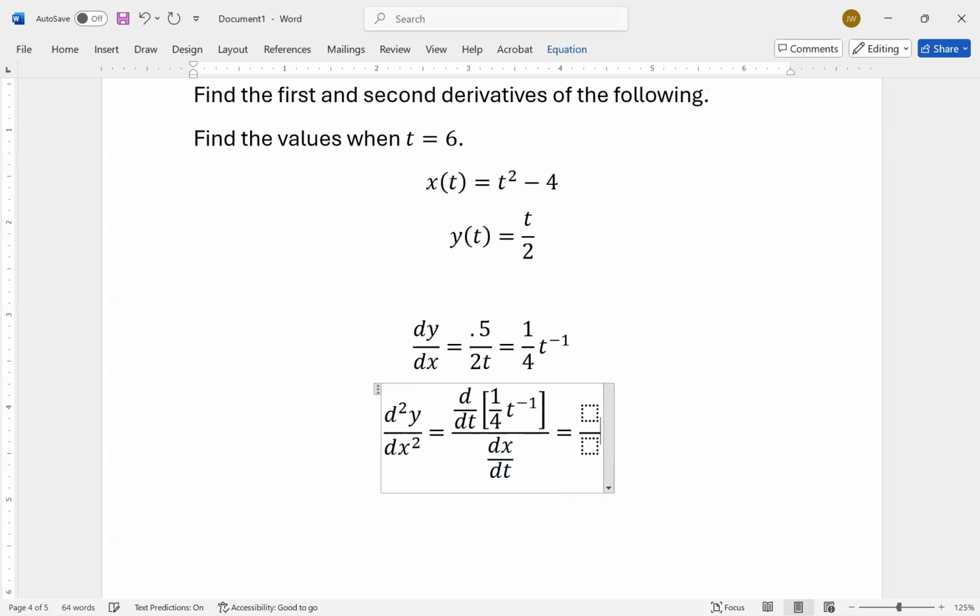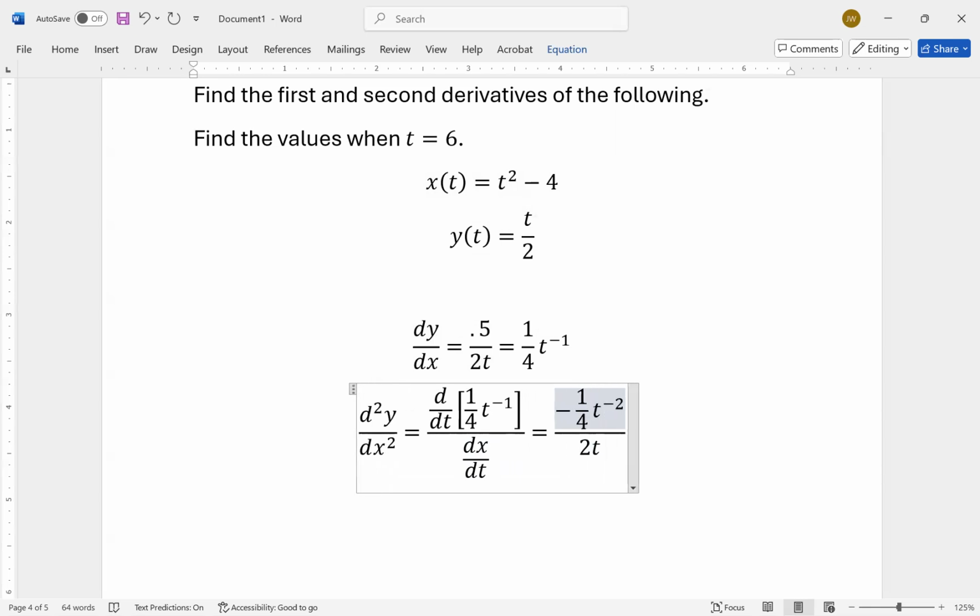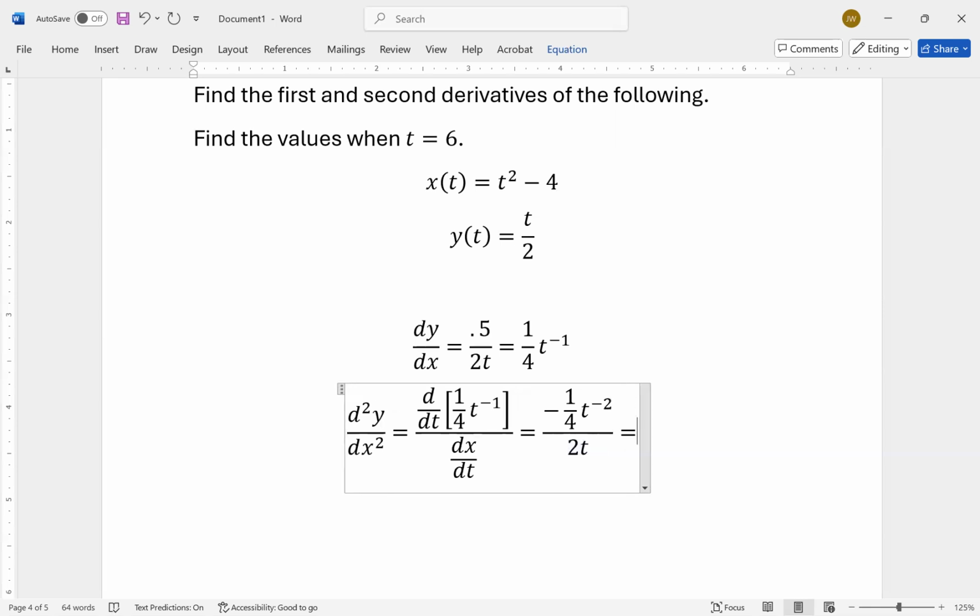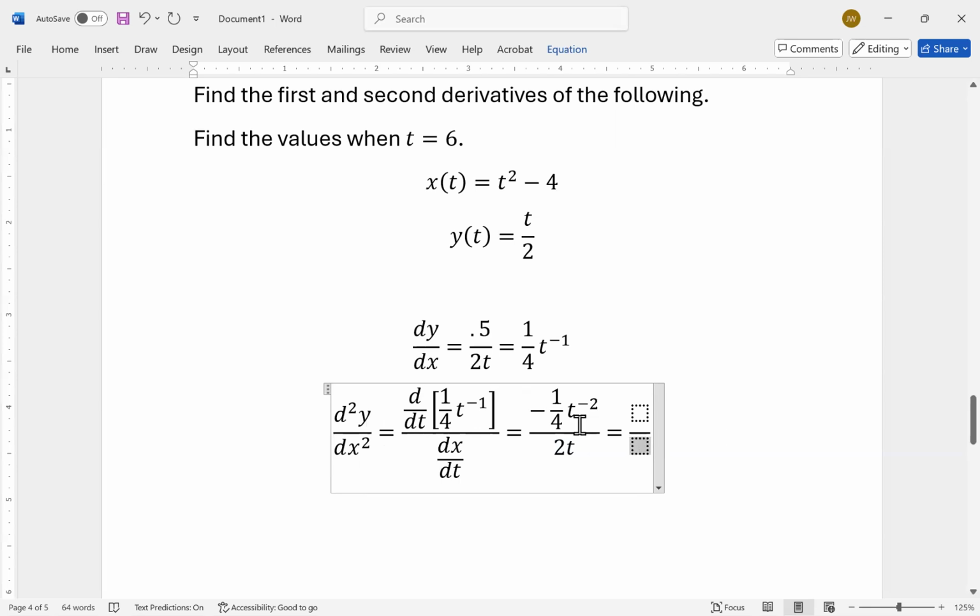In this case, the derivative of x with respect to t, I'll do the denominator first. That's, again, just 2t. The derivative of the numerator is negative 1/4 times t to the negative second power. You can write that a lot of different ways, but the way I'm going to write it is as a single fraction. T to the negative 2 power on top is like a t to the third on bottom. And then we have 1/4, and then we're dividing by 2.